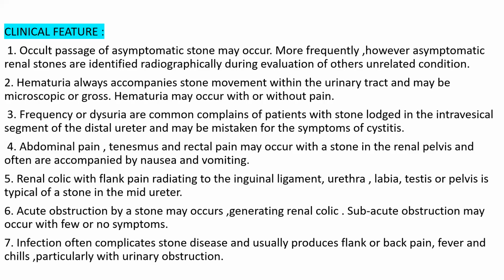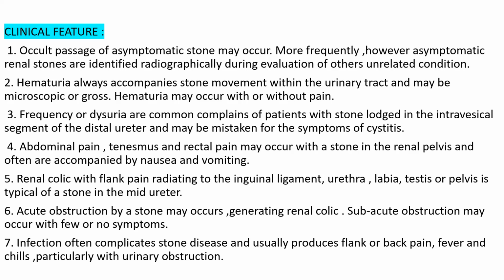So next point, number 4. Abdominal pain, tenesmus, and rectal pain may occur with a stone in the renal pelvis and often are accompanied by nausea and vomiting. All these clinical features, that is signs and symptoms, you will see again. When a person has a renal stone, mainly when the stone is present in the renal pelvis, you might feel abdominal pain, tenesmus, and rectal pain, and these are often accompanied by nausea and vomiting.